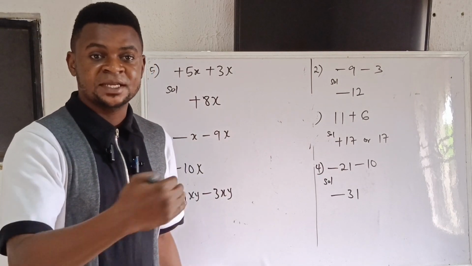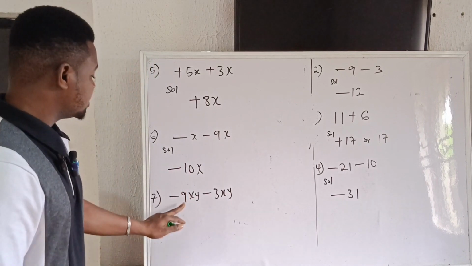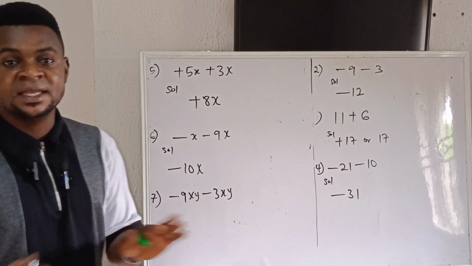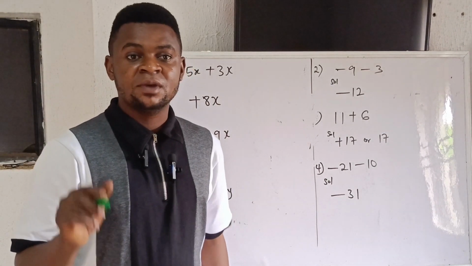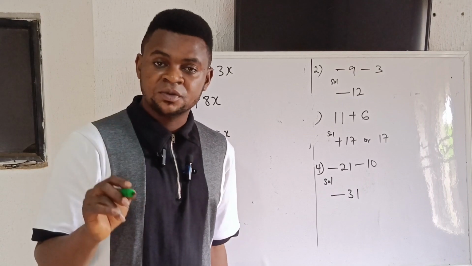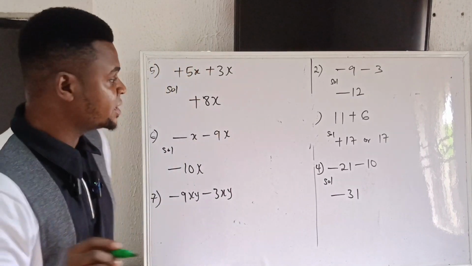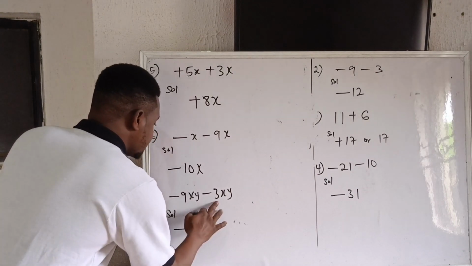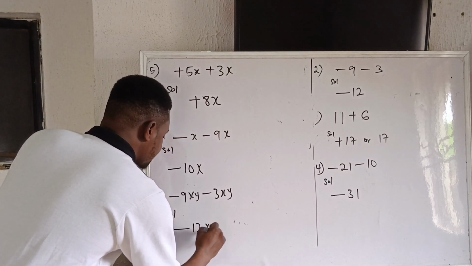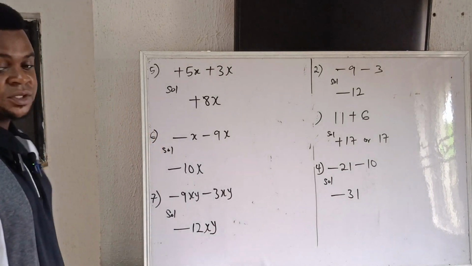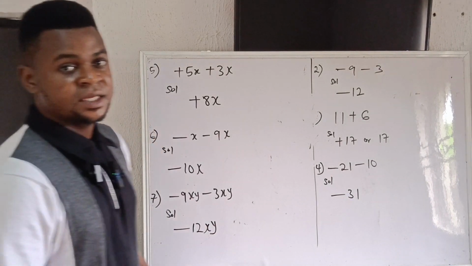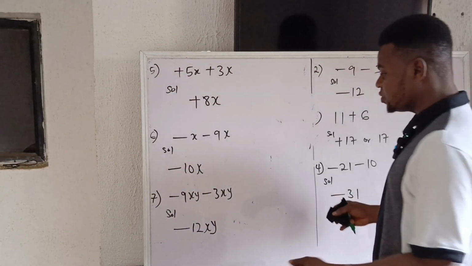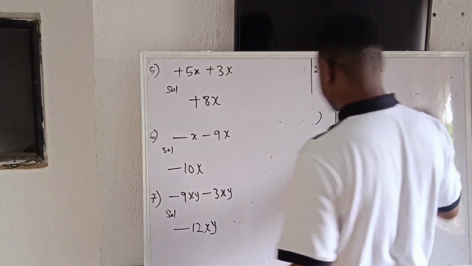The next thing for us to do is identify the signs attached to the numbers. The sign for 9xy is minus, the sign for 3xy is minus. That means they have similar signs. And in algebra, whenever they have similar signs, we should pick one of the similar signs and add both numbers together. So my answer is going to be minus, 9 plus 3 gives us 12, then xy. So the answer to this question is minus 12xy. Okay, so that is how it is. This is actually very easy. Now let's go to the next example, which is example 8.